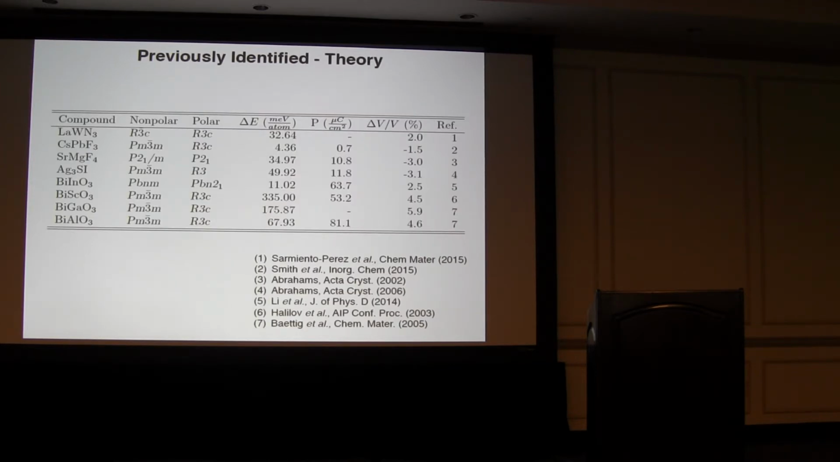We are also capable of recovering many ferroelectrics that have been proposed through theory. For instance, these 2 compounds have been proposed by Abrahams, and all the others have been proposed using DFT. These are the space groups for non-polar and polar, the energy difference, polarization, and volume increase. Not all these references report polarization, so it's difficult to compare. But in every case, we recover the right symmetry of the distortion.